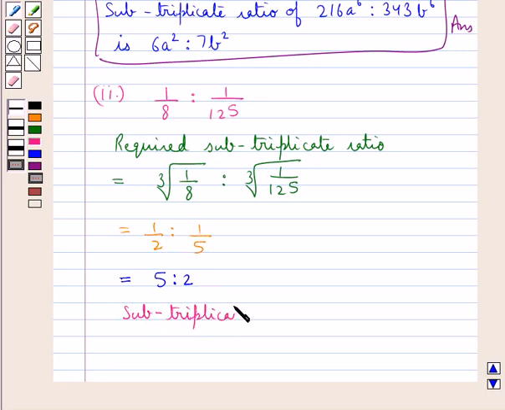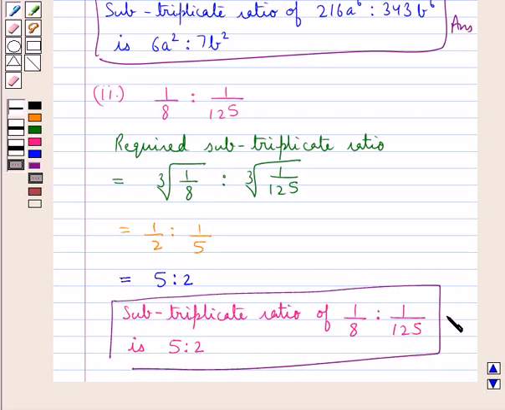So we have the subtriplicate ratio of the given ratio 1 upon 8 is to 1 upon 125 is 5:2. So this is the answer for the second part of the question.